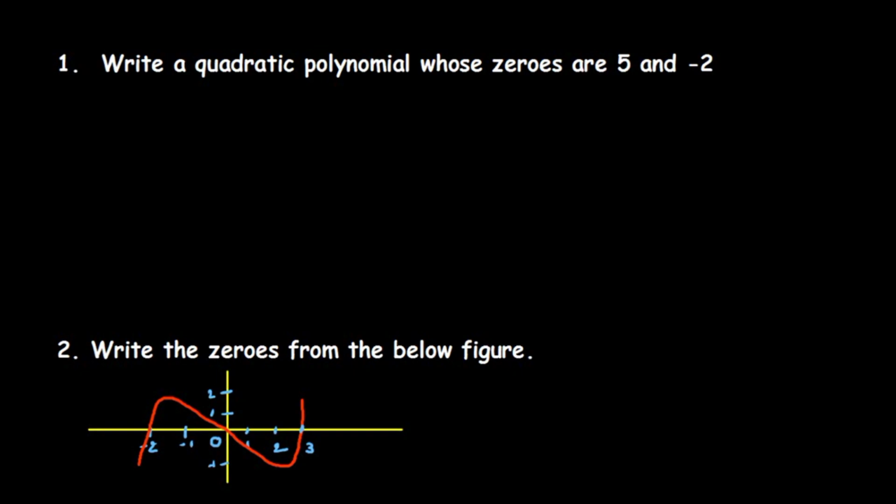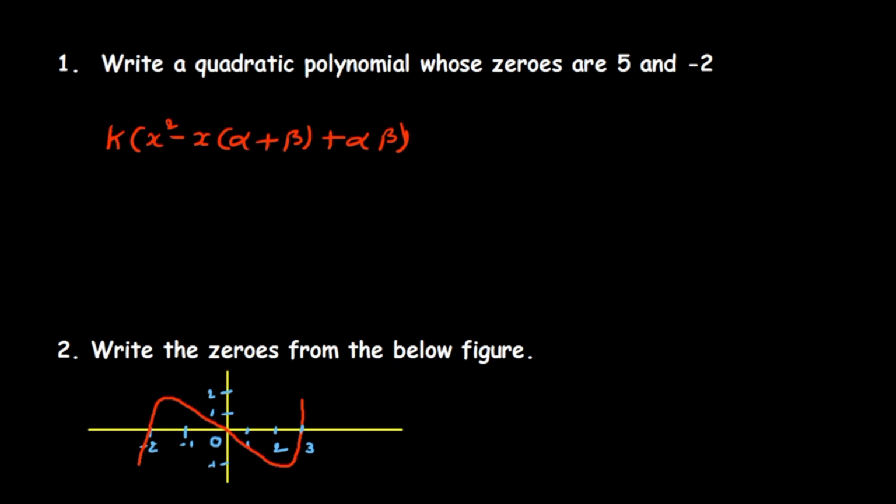And the first question here: write a quadratic polynomial whose zeros are 5 and -2. Okay, so generally to find a quadratic polynomial we can use the formula, that is k into x square minus x into alpha plus beta plus alpha beta. This formula we should use here. Now what is alpha and beta here? That is given already in the question.